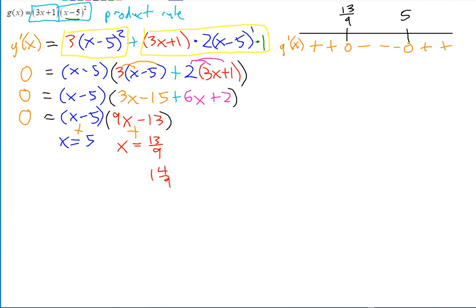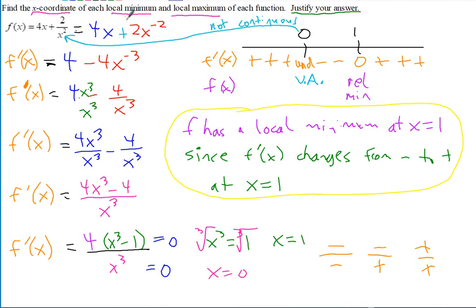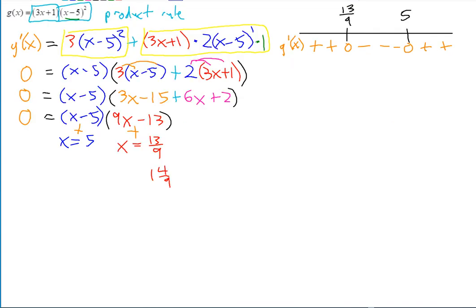So in this case, remember, we were just looking for the x coordinates of the local mins and maxes and then to justify our answer. What this shows us about g of x, the original function, is that since the first derivative changes from positive to negative here, it goes from increasing to decreasing. That's going to be a relative max. And since the first derivative changes at 5 from negative to positive, it's going to go from decreasing to increasing. That's a relative minimum.